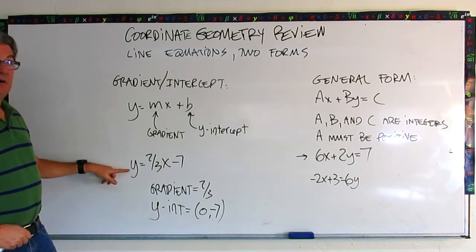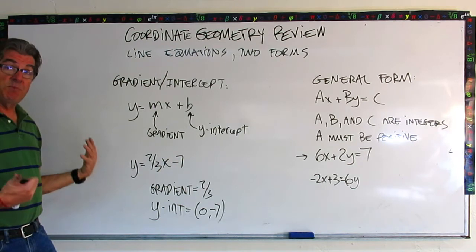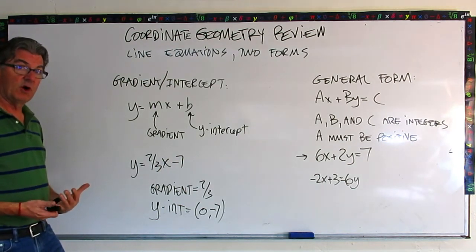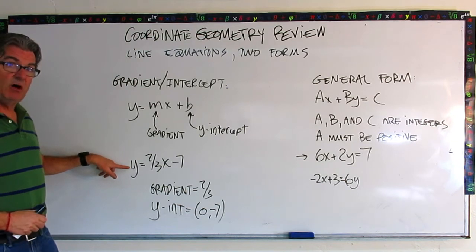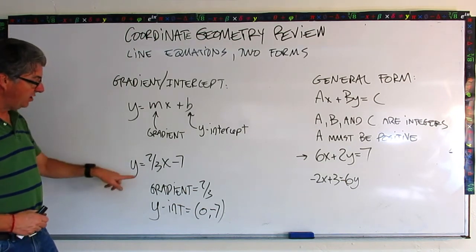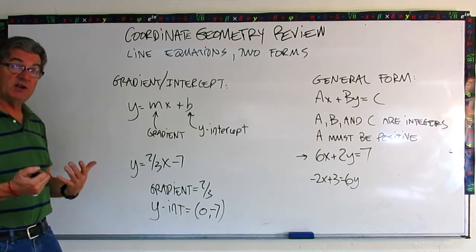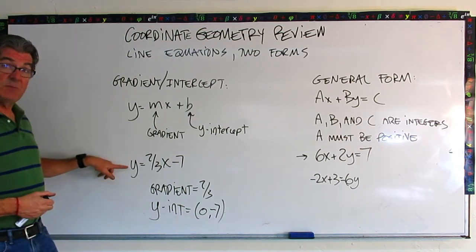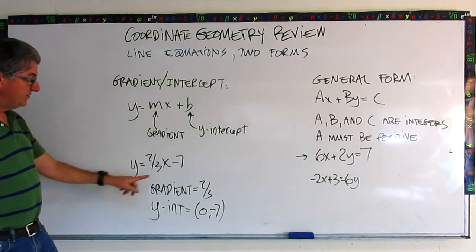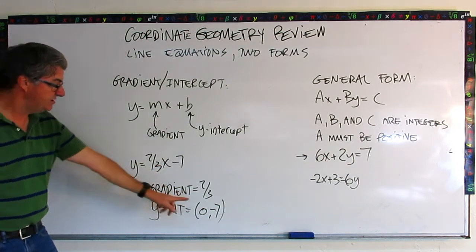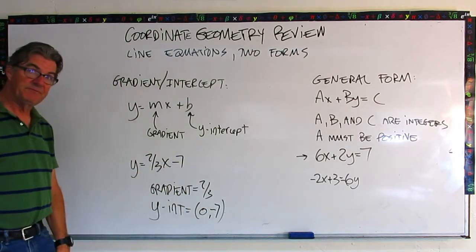Here's an example. Y equals 2/3 x minus 7. This is in slope-intercept or gradient-intercept form. Another way to think about that is it's the line equation solved for y. Y is alone on one side. So you might get some questions that ask you to convert an equation to slope-intercept, the same thing as solving that equation for y. So in this equation, 2/3 is our gradient, and our intercept is the point 0, -7.